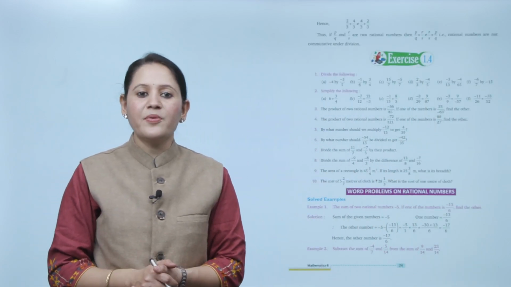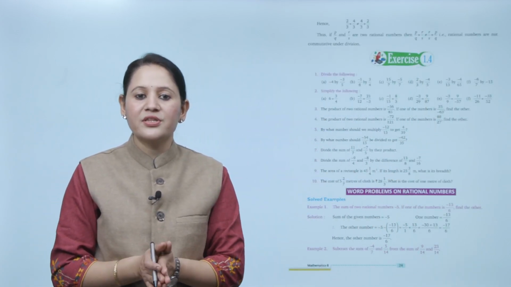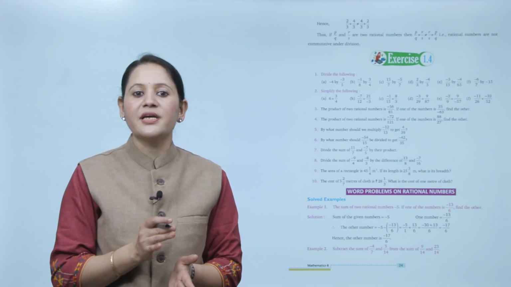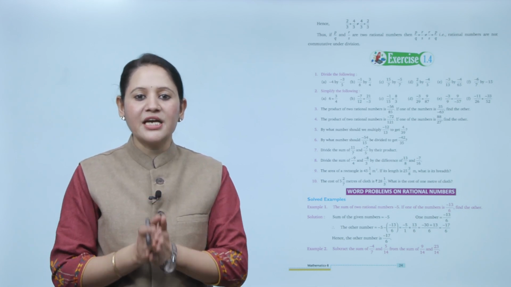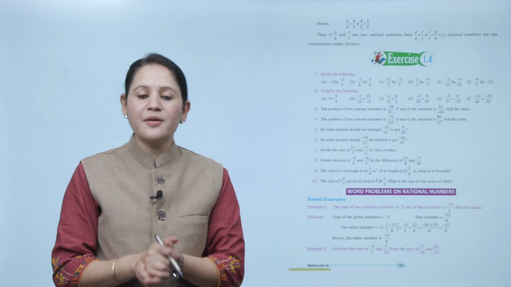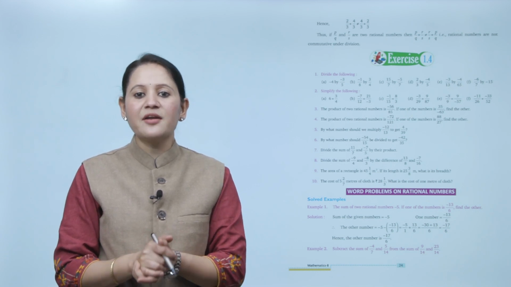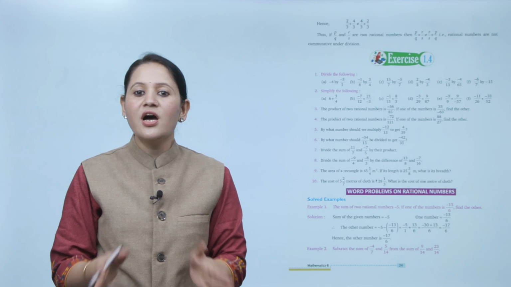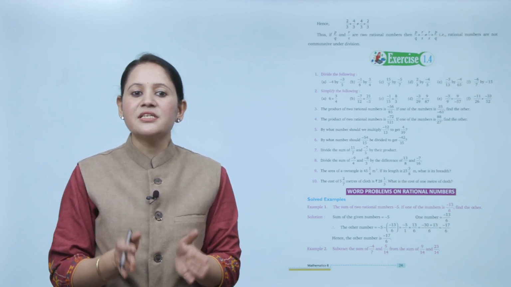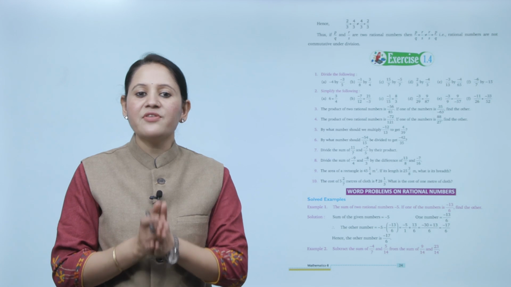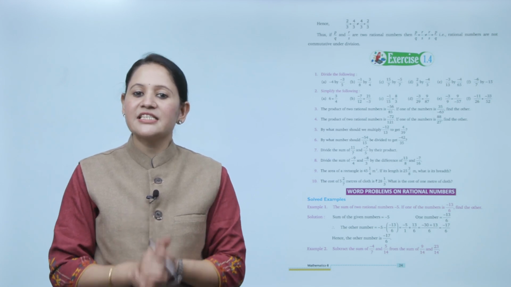Hence, 2 upon 3 divided by 4 upon 3 is not equal to 4 by 3 divided by 2 by 3. Thus, if P upon Q and R upon S are two rational numbers, then P upon Q divided by R upon S is not equal to R upon S divided by P upon Q. Rational numbers are not commutative under division. Next, exercise 1.4.